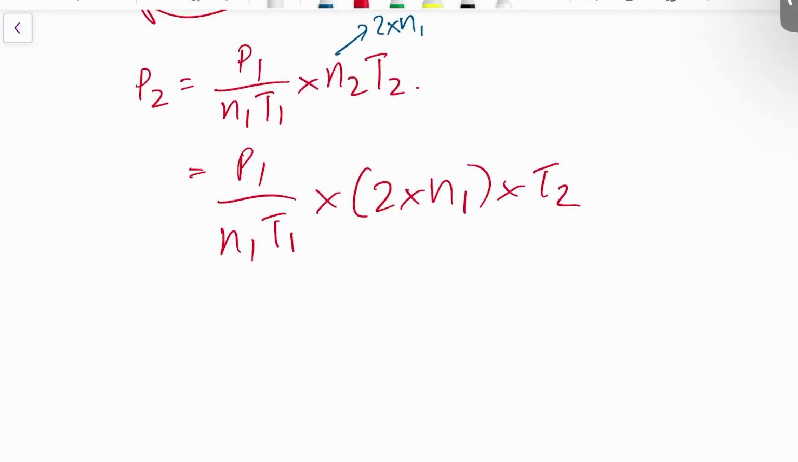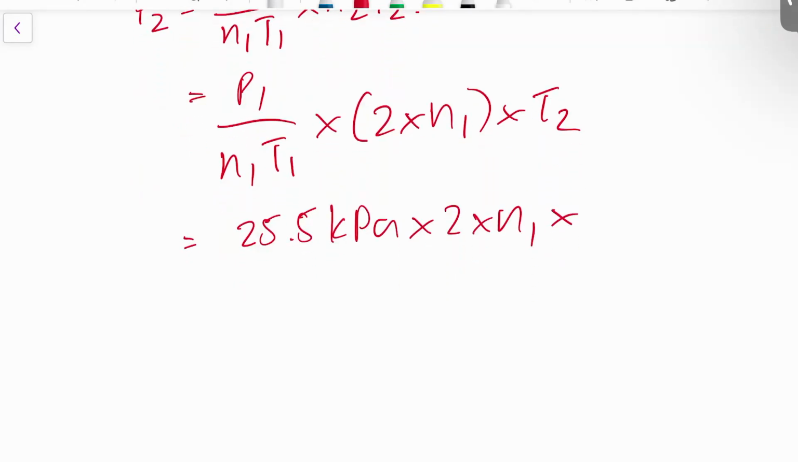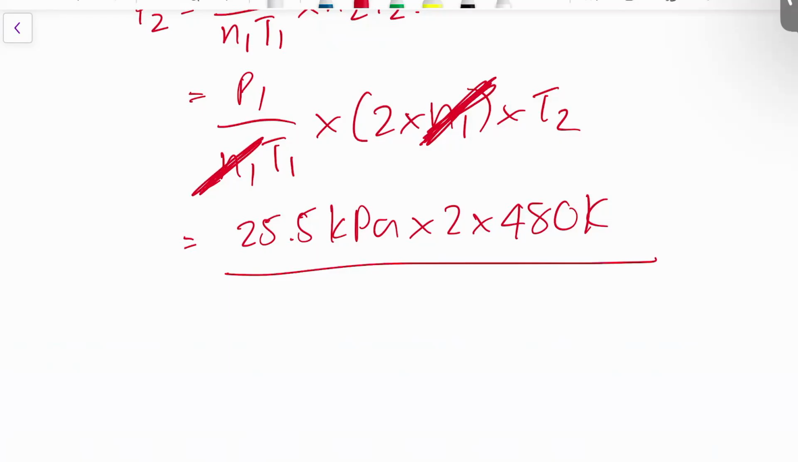Okay, so then I'm gonna pop in my numbers. P1, you guys said was 25.5 kilopascals multiplied by 2 multiplied by N1 multiplied by, oh, my N's will cancel. So let me just get rid of that now. Multiplied by 2. And then T2, you guys said was 480. That's the final temperature. And then remember, my N1's canceled out. I don't have N1 down the bottom anymore. And then my T1 was 338 kelvins.